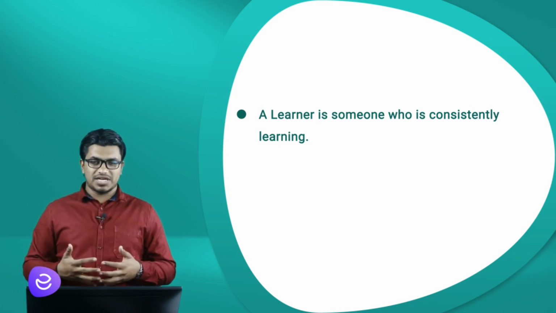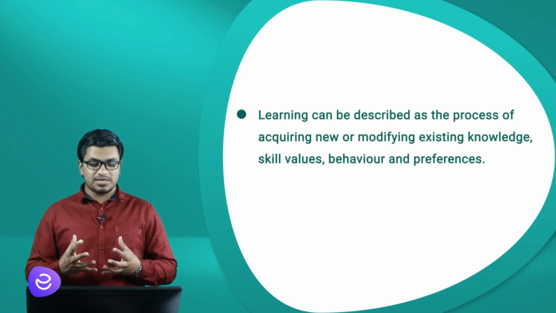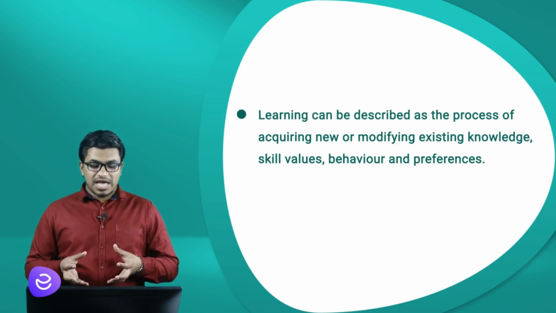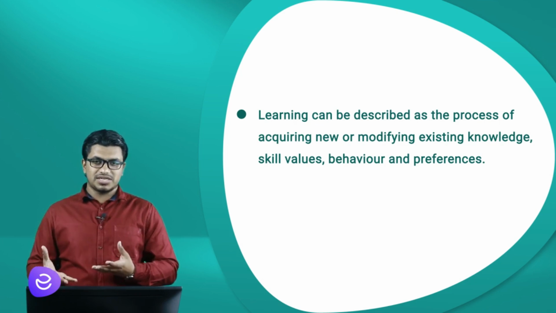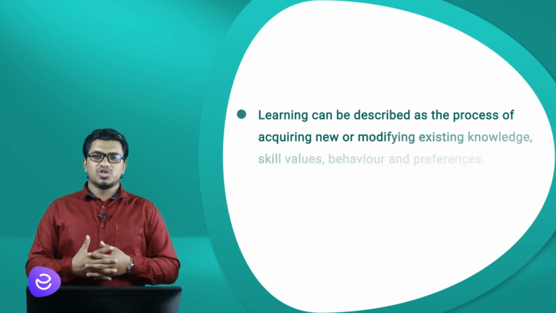So in a way all of us are learners, but in this context we can say that learning can be described as the process of acquiring new skills or modifying existing skills, acquiring new knowledge or modifying the existing knowledge, acquiring new values, acquiring new behaviors, acquiring new preferences, etc. So whatever we acquire as a new thing, it may be knowledge, it may be a value, it may be a skill, it may be a change in preference, anything. All of this comes under learning. If we get something new because of our effort, it is called learning.